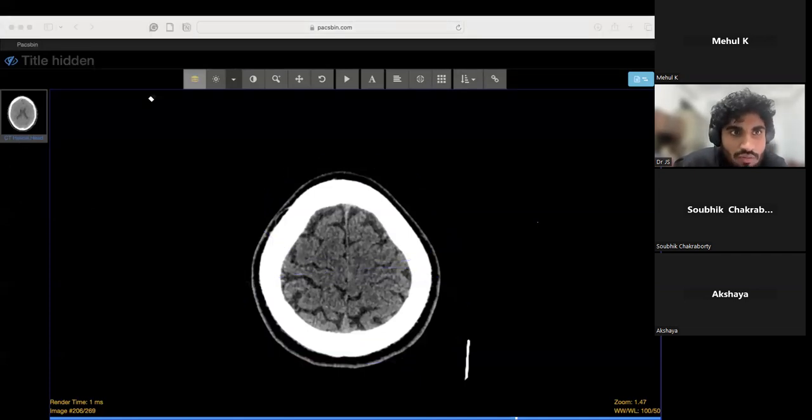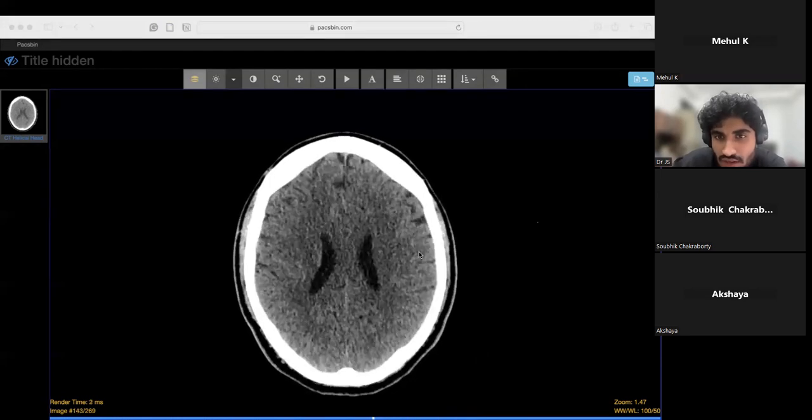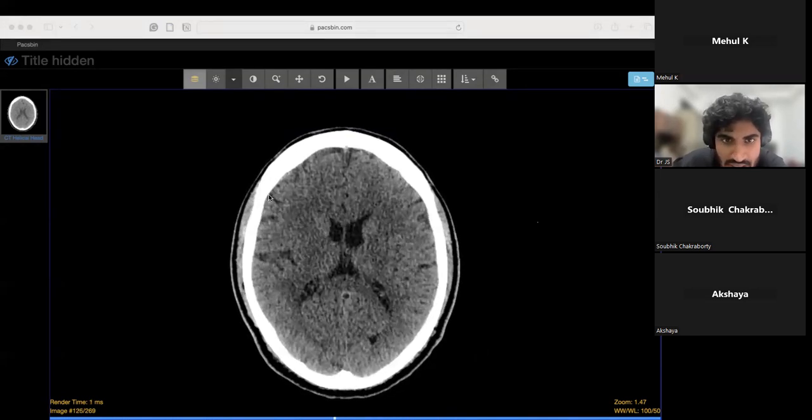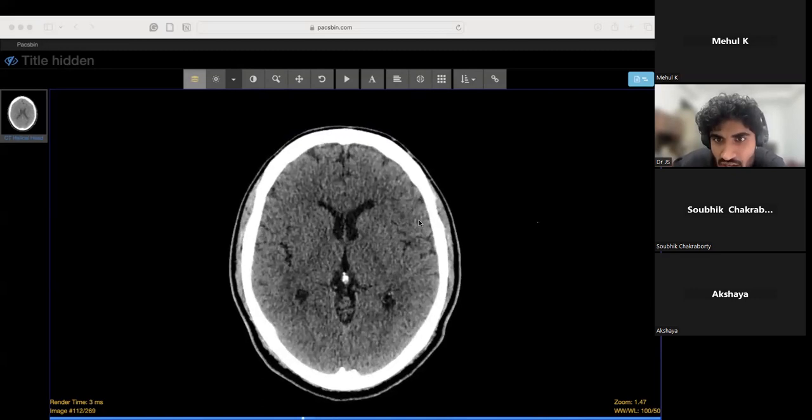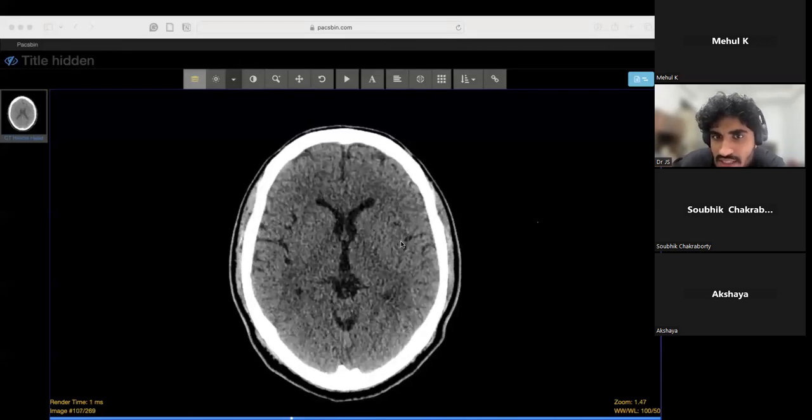Okay. Now we'll scroll down again. Now you can see this. While I scroll down, you can see there are some spaces. These are gyri and sulci, the differentiation is there. Now you can see some black colored stuff coming out here. This is what? The Sylvian fissure. So this is the Sylvian fissure.